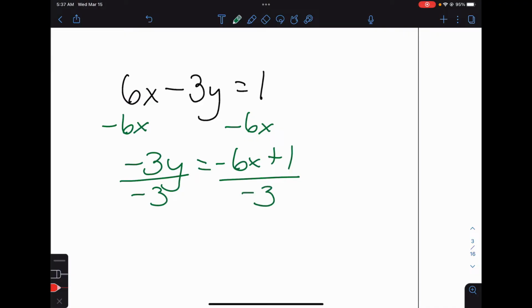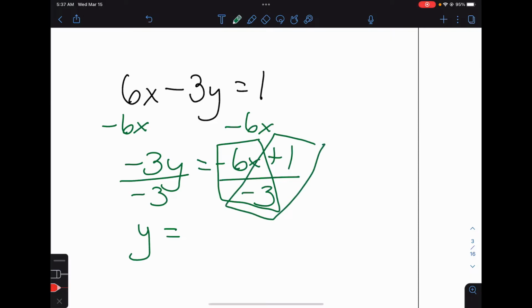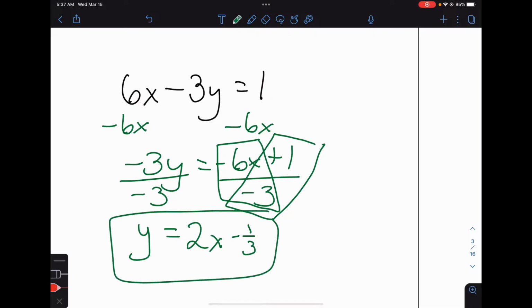So we end up with y equals, and you want to divide each of these terms, everything on the right-hand side, by negative 3. Negative 6 divided by negative 3 is going to be 2, so we end up with 2x. And then we have 1 divided by negative 3, which is going to give us a negative 1/3. All right, so that would be this equation in y equals mx plus b, or slope-intercept form. In this case, our slope would be 2, and our y-intercept would be negative 1/3.